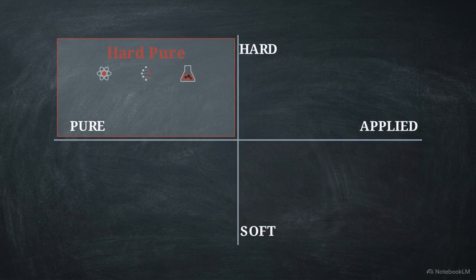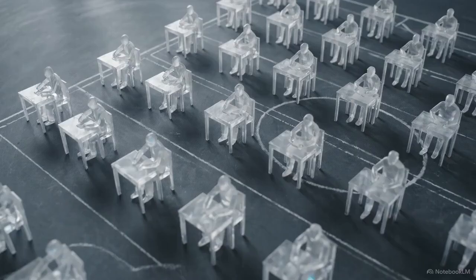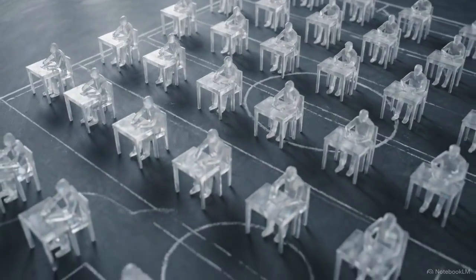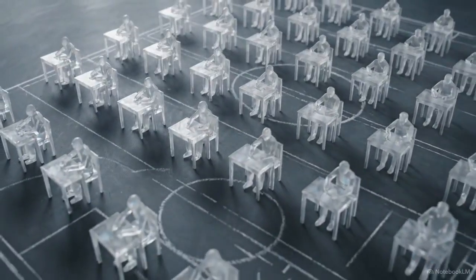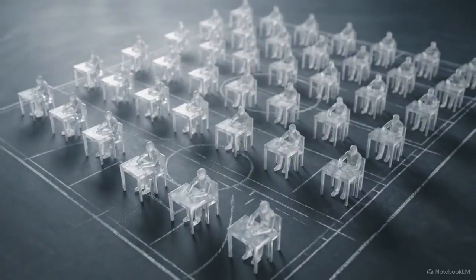In the top left, we find the hard pure disciplines: chemistry, biology, and physics. Knowledge here is objective and atomistic. It builds cumulatively, relying on universal laws to explain complex phenomena. Their assessment matches this structure, relying on standardized, mathematically quantitative measures, like multiple-choice exams and quantitative lab reports. In this culture, the primary ethical values are fairness and consistency. All students are graded against the same universal standard to ensure comparability.